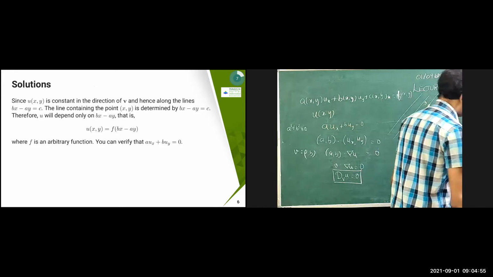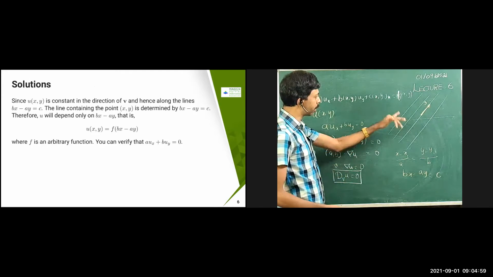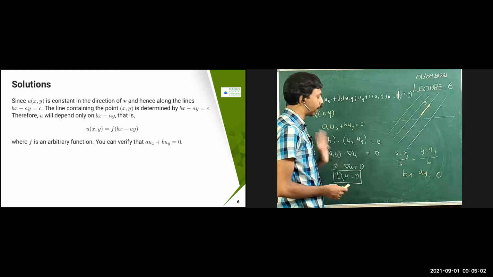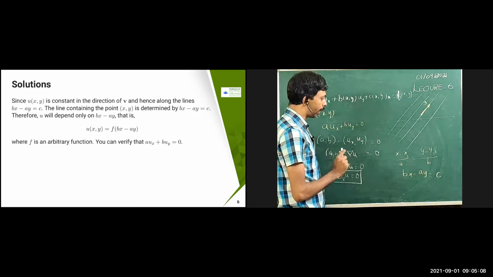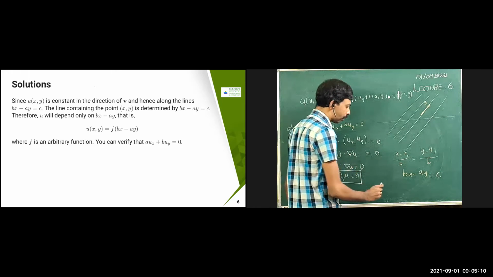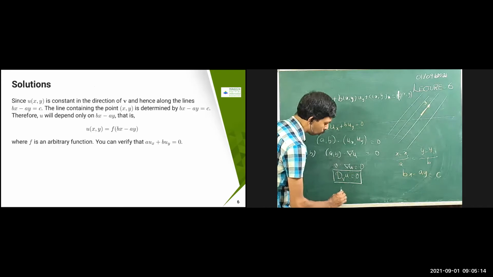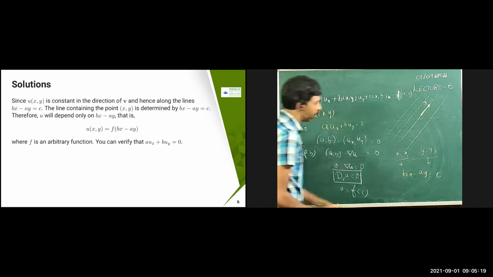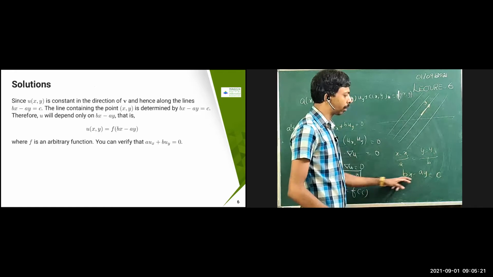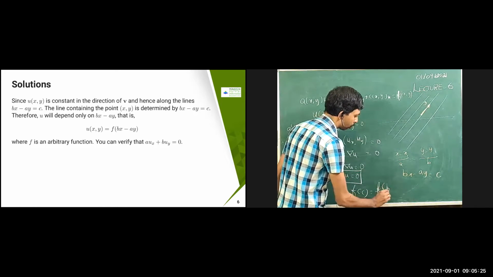Since u of x comma y is constant in the direction of v, this is along the lines bx minus ay equal to c. So this is constant, so u is equal to some f of c, but what is c? c is nothing but bx minus ay. Therefore this is going to be f of bx minus ay.